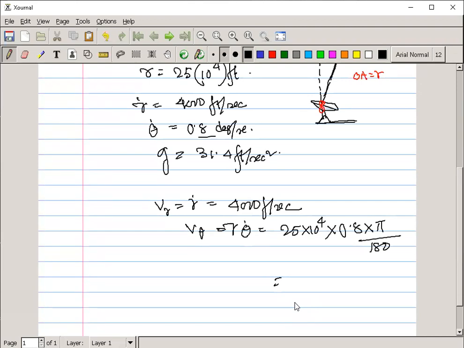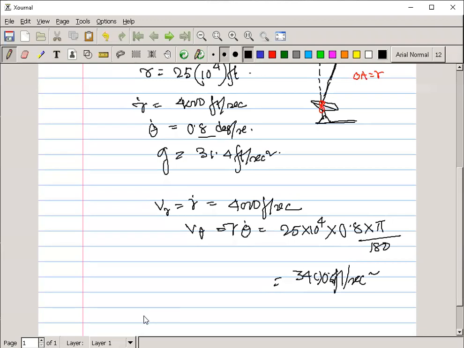25 into 10 to the power 4 into 0.8 into pi divided by 180. It will show us 3490 feet per second square. Sorry, 3490.65.